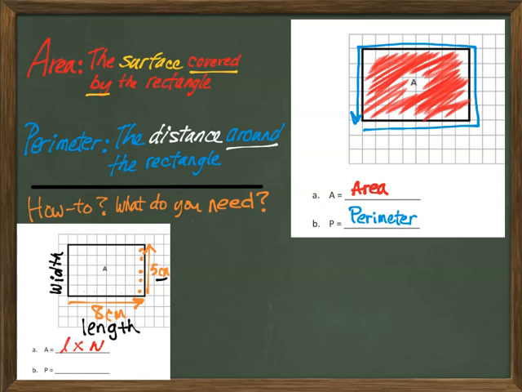So in order to get my area, in other words, to count up quickly the number of squares that are covered, I can also multiply the length times the width. I'm going to show it to you both ways, but just let me put that out there for you.